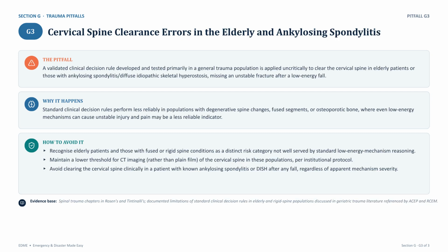Pitfall G3 involves cervical spine clearance errors in the elderly or patients with ankylosing spondylitis. Standard rules may not apply to rigid or osteoporotic spines. Maintain a low threshold for CT imaging rather than relying on clinical clearance in these high-risk populations.